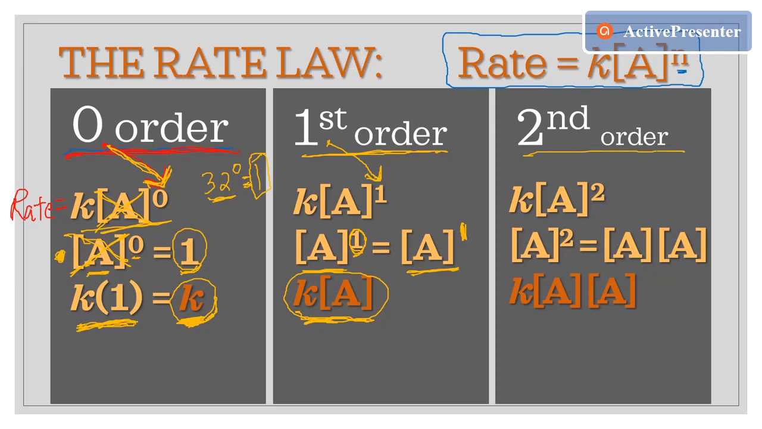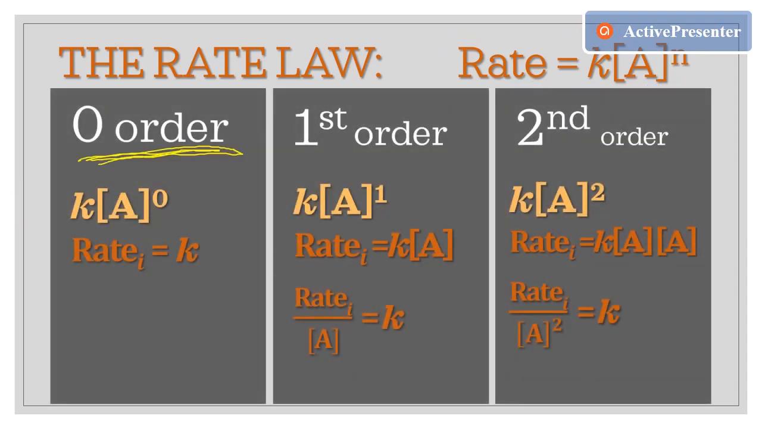Now for the second order, again it's K times the concentration of A, but since we're in the second order, we're going to have a 2 as the exponent up here. It's going to be squared. So the concentration of A squared is the concentration of A times the concentration of A. So the rate law for the second order is really K times the concentration of A times the concentration of A, or if you want to write it shorthand, K times the concentration of A squared.